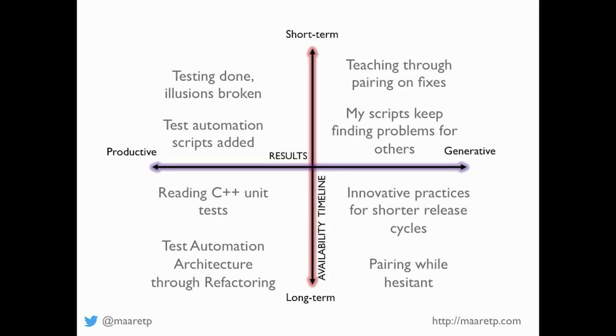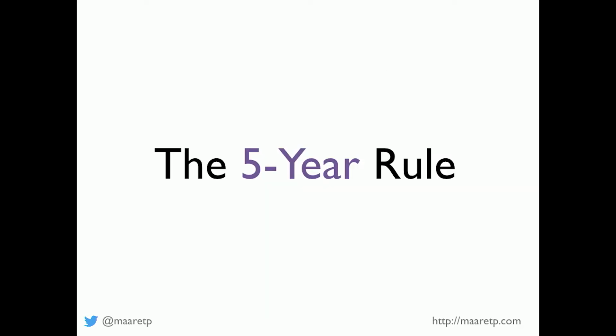But on the longer term generative stuff, what I usually now work on is shorter release cycles. With some millions of users, it's hard to do it daily, but every 2 weeks is something that we have gotten to from 6-month intervals. And I pair with people who don't want to pair by not saying that I'm pairing with them. So that's also something where the results are seen in the longer term.